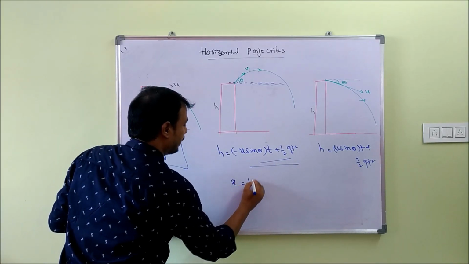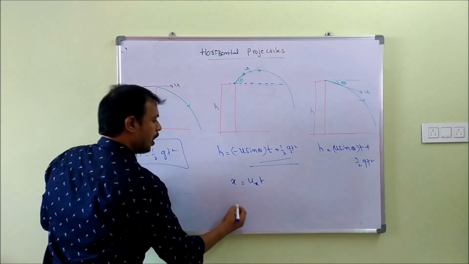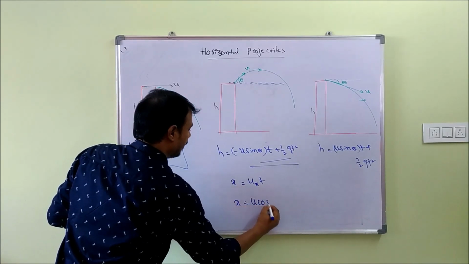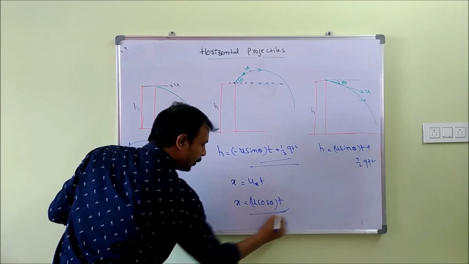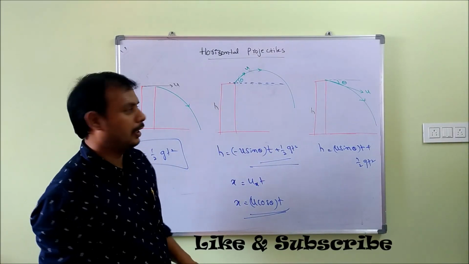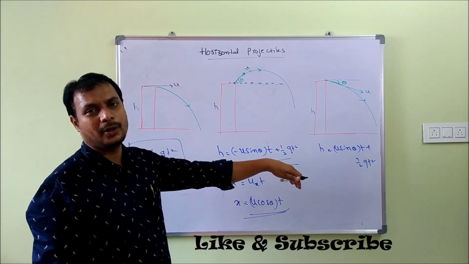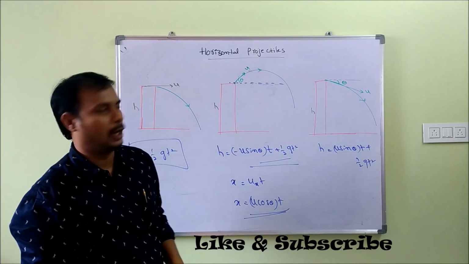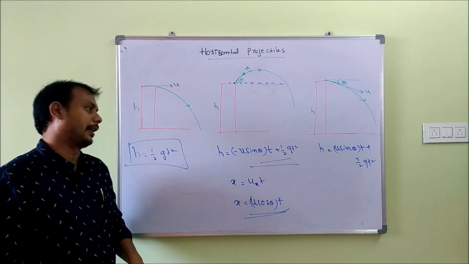And of course, range is nothing but horizontal velocity into time. Horizontal velocity means u x, which is u cos theta, into t. In all three cases, you can calculate the final velocity, and of course the angle also.